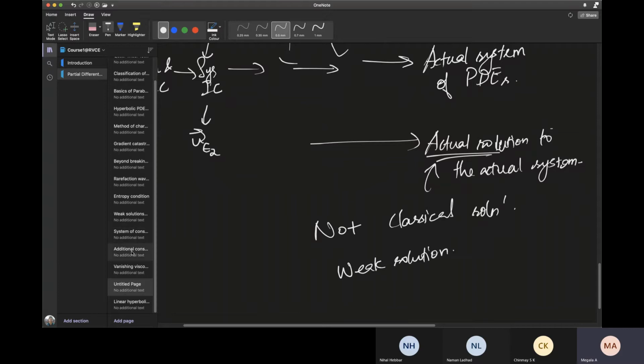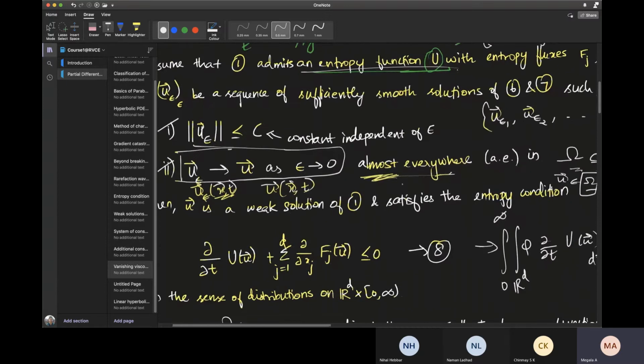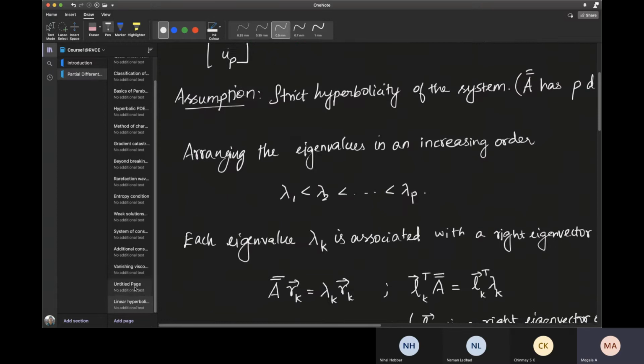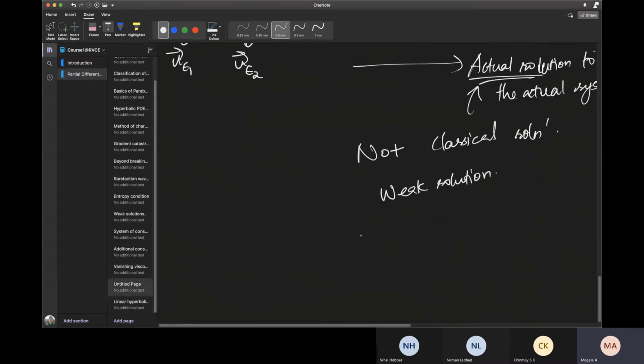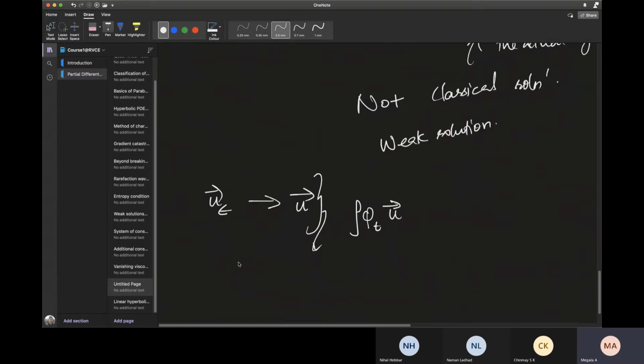Because, you see, we only say that almost everywhere. That almost everywhere means that except at certain points in the domain x vector comma t, your u vector epsilon approaches u vector, except at certain points. So, which means that let's say you have some test function phi. Instead, let me call this as v vector. Okay.